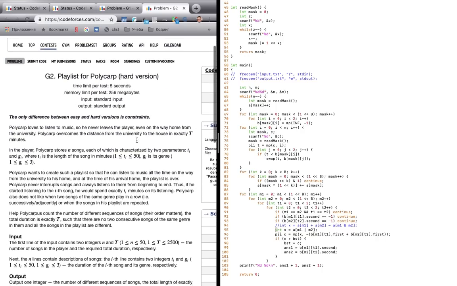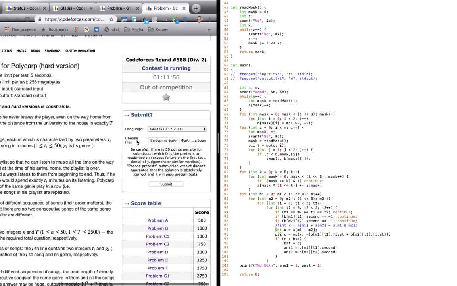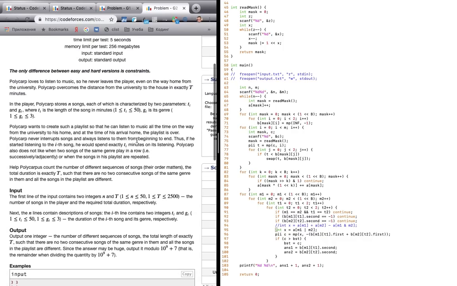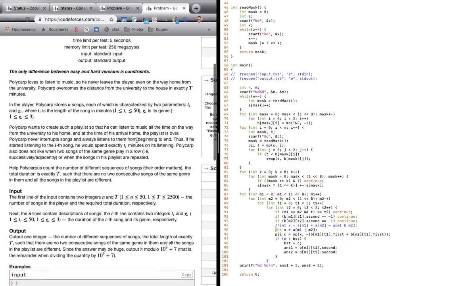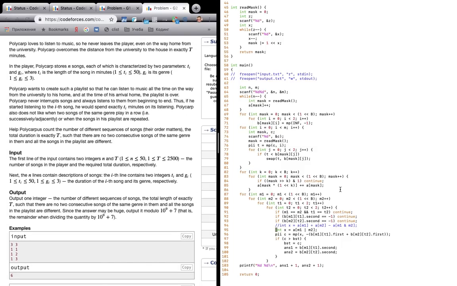Well, it has multiplications of long longs, which is not very good on Codeforces. But okay.